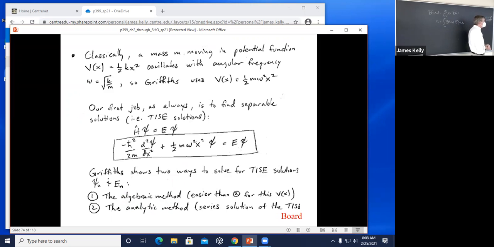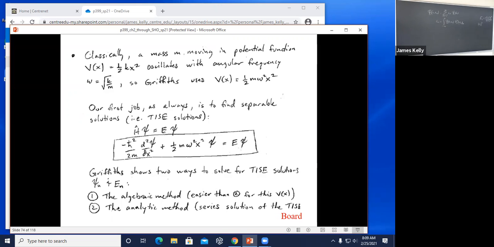Generally, the algebraic method is only easier for the harmonic oscillator. In all other cases, you could do algebraic solutions, but they end up being way more work than the analytic solution. So it's just kind of an oddball thing that you should be aware of, just a different way of finding the solutions to the time-independent Schrodinger equation.